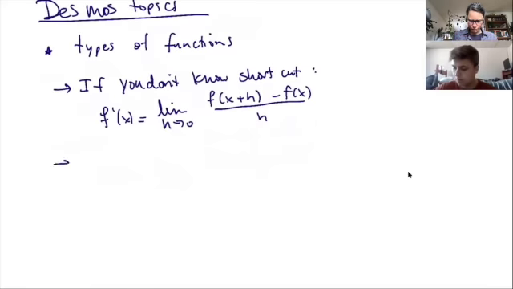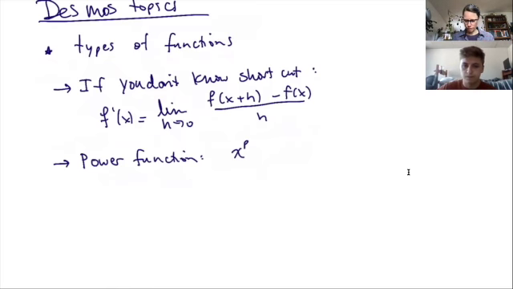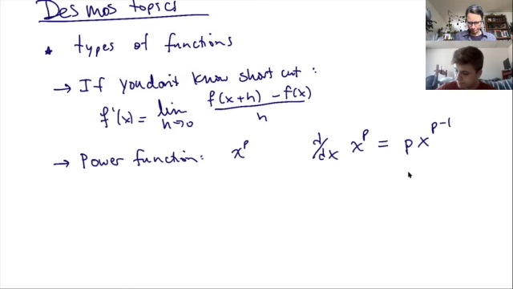Okay, but if we have a power function, power functions look like x raised to some power, okay? Then the derivative of x to the power is going to be, you multiply that power out front, write down your x, and then your new exponent is 1 smaller.